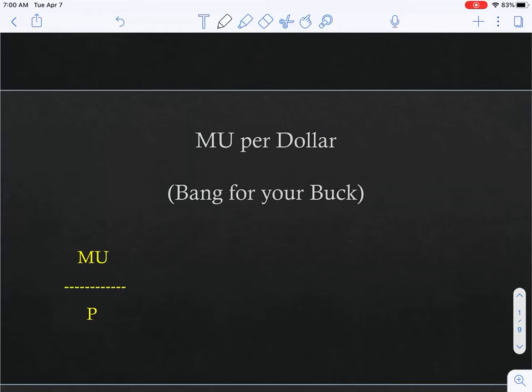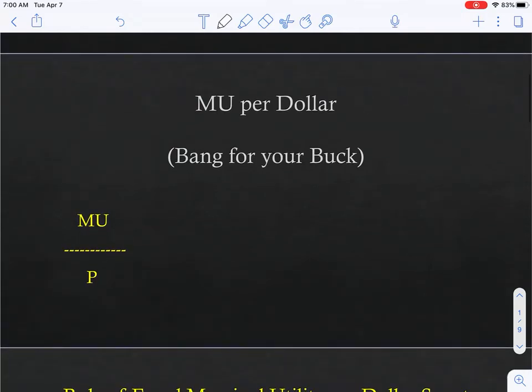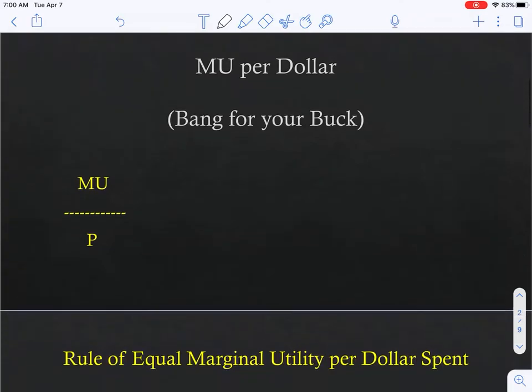Otherwise, if price were not a factor, we'd all have lots and lots of really cool things. My garage would be full of Porsches, but it's not, because I actually get more bang for my buck, more marginal utility per dollar, from my Honda. So that's where we left off.